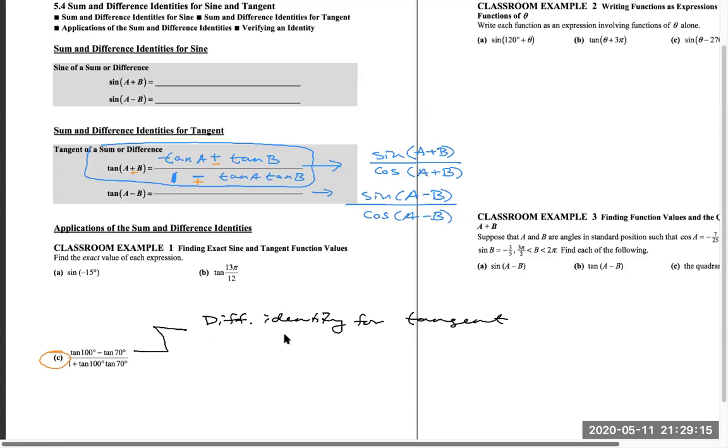So my A in this case is 100 degrees. B is 70 degrees. I have the right-hand side of this formula right now. So the left-hand side would be tangent A minus B. Tangent, simplify your A minus B, and then use your unit circle values.